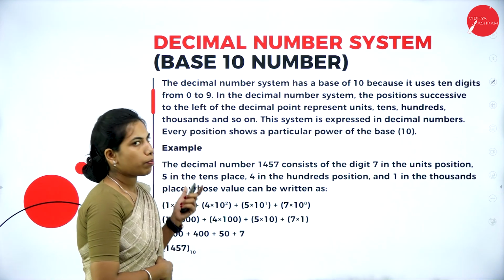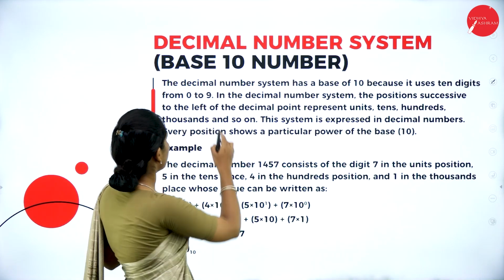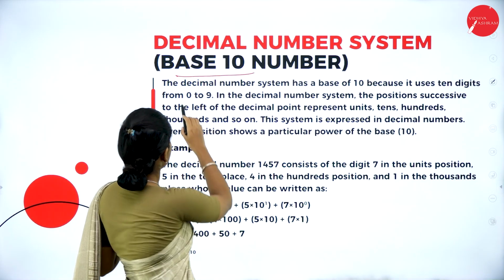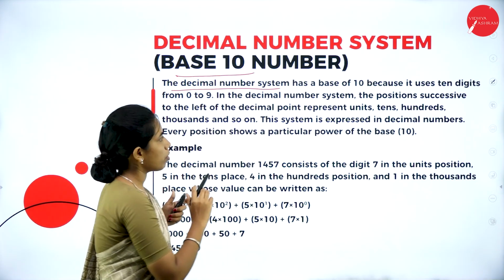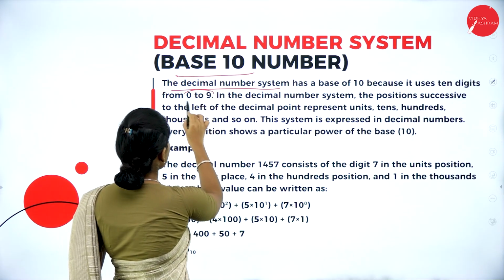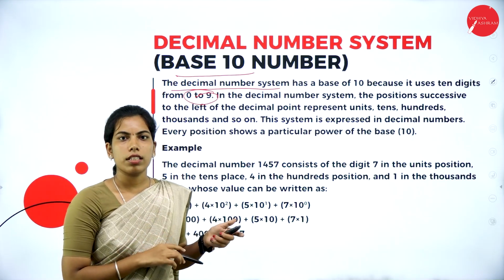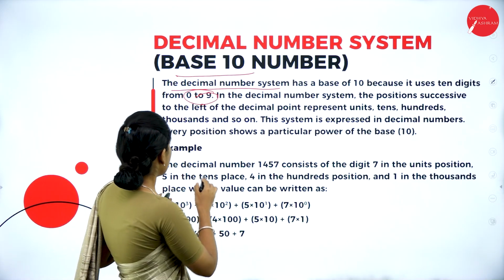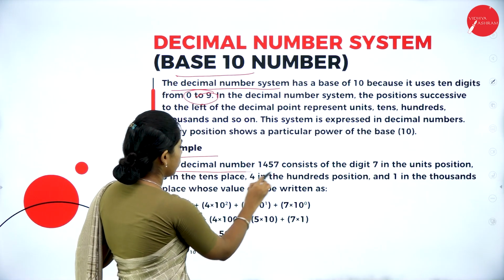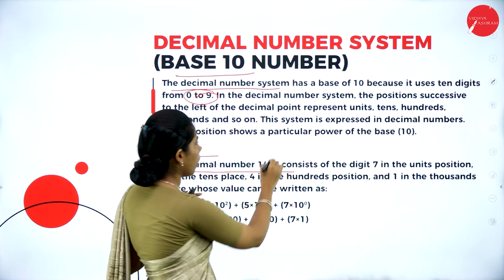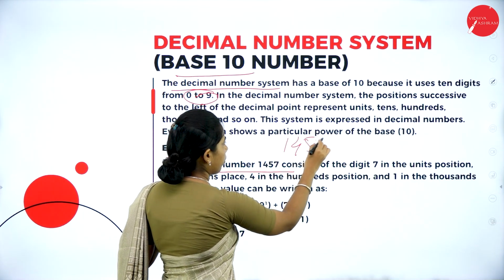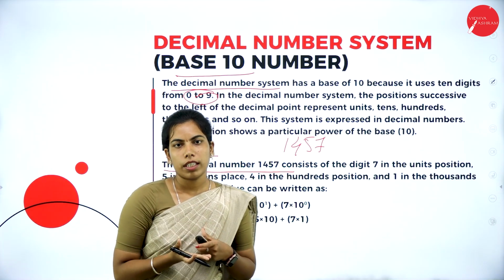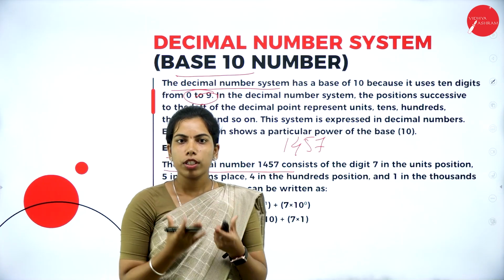The first type of number system is the decimal number system. As I already told, it uses base number 10. Here you can see the definition: the decimal number system has a base value 10. It uses digits from 0 to 9. You have to concentrate on which digits are used by the decimal number system. Here you can see one example: 1457. In decimal, this is called a positional number system.